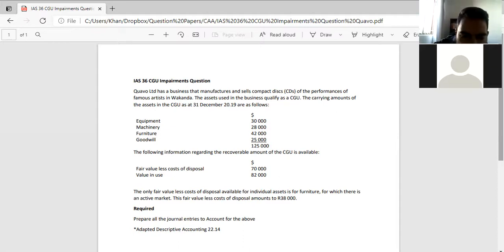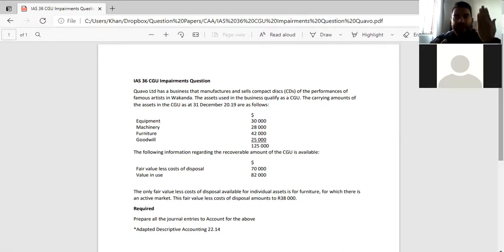Now they're saying the following information regarding the recoverable amount of the CGU: fair value less cost to sell, and value in use. They're giving you $70,000 and $82,000 respectively. Remember, one of those two amounts is the recoverable amount. Which one? The recoverable amount is the higher amount. The higher amount is the value in use, because that is $82,000. So therefore, the recoverable amount is the value in use amount of $82,000.